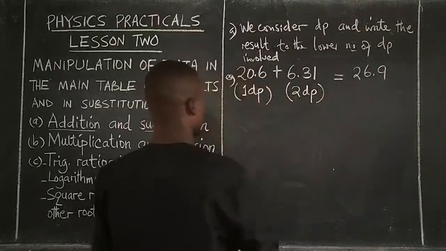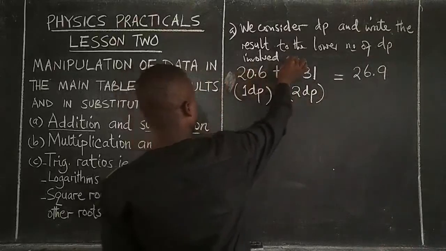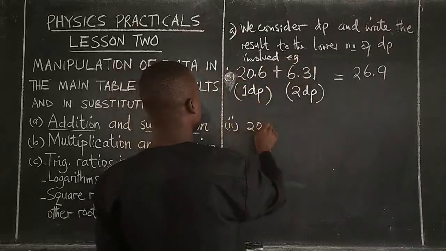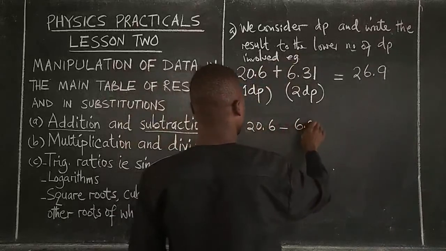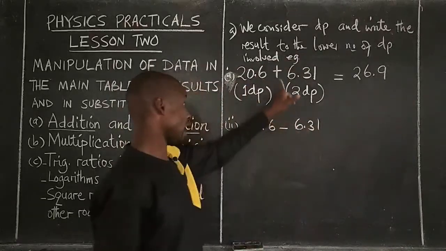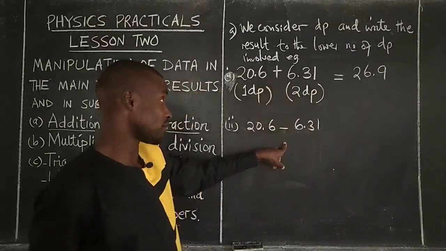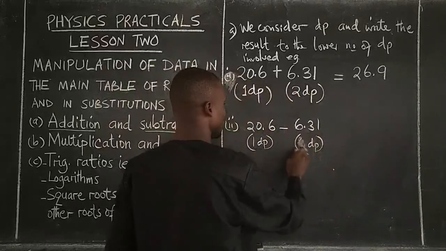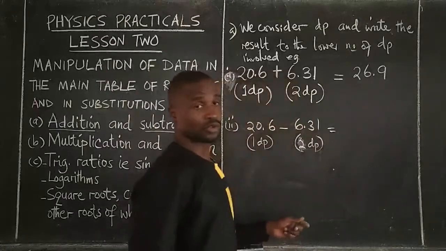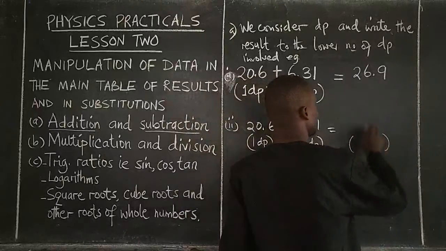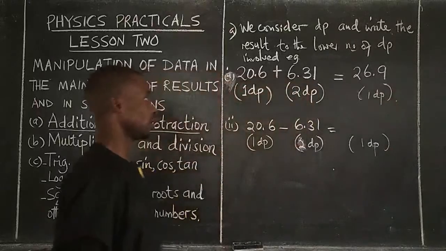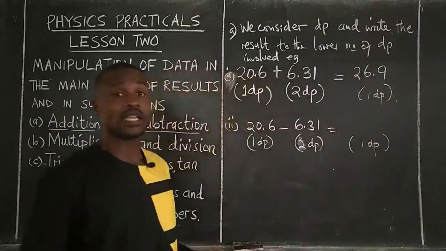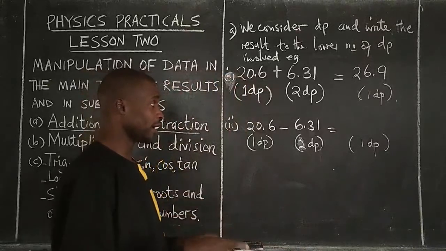Now, supposing it was subtraction. This is the first case, the second one, supposing we had 20.6 minus 6.31. Same story. As long as what we're doing is subtracting or adding, it is the same story. We all know that this is 1 dp, this is 2 dp's, so our answer will be written to 1 dp, like that. So you can take time and look for different numbers. As long as they're being added or subtracted, we always consider decimal places, and we favor the lower one.